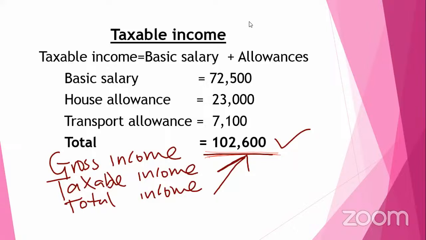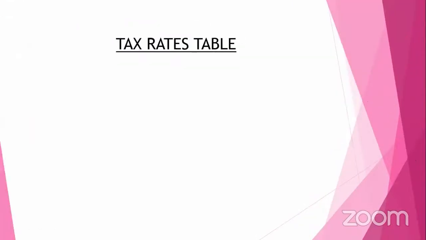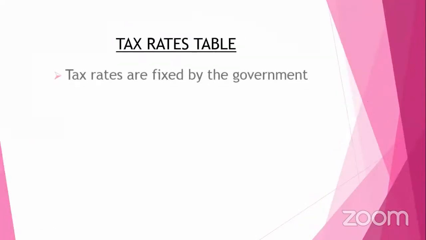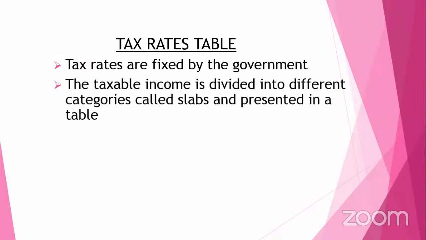You can text in case you are still lost. I'm assuming we are together up to that point. So let's proceed to the next step. Now we know how to arrive at the taxable income. We proceed. Now, taxation rates. Now let's tax. Tax rates are fixed by the government.